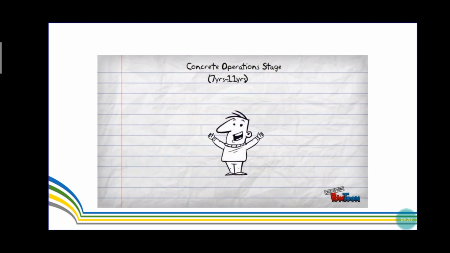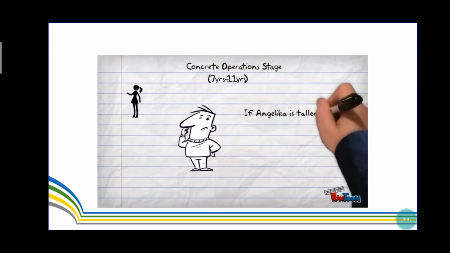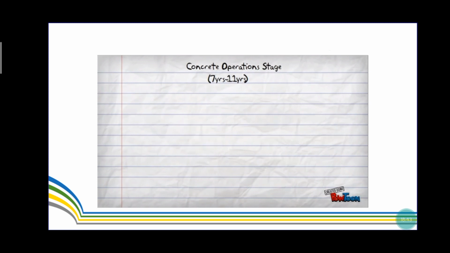From age 7 to 11, children are in the concrete operational stage. In this stage of cognitive development, intelligence is demonstrated through logical and systematic manipulation of symbols involving concrete objects. In this example, the child is able to quickly solve the problem by visualizing it. Children also develop operational thinking, in which mental actions are reversible and their egocentric thoughts vanish.